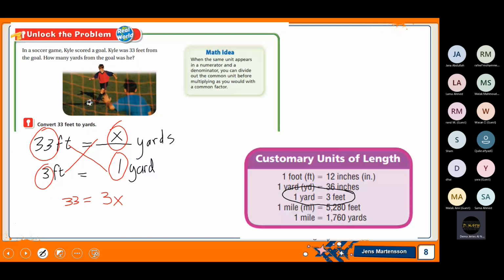Now here, 3x equals 33. Now, 3 is multiplied by x. Is it right? So what do you have to divide here by? 3. By 3. 33 divided by 3.